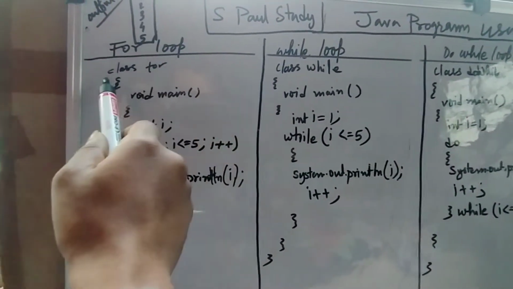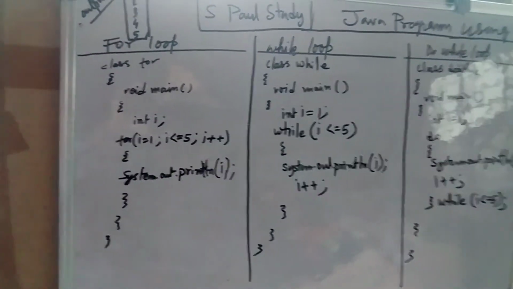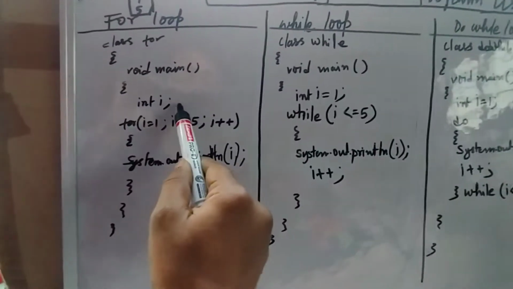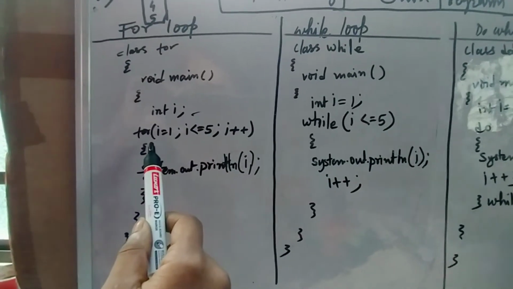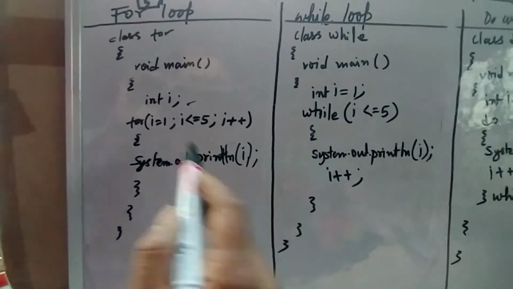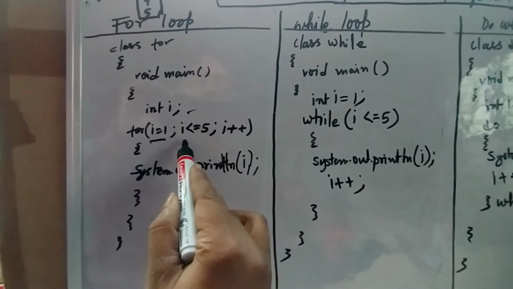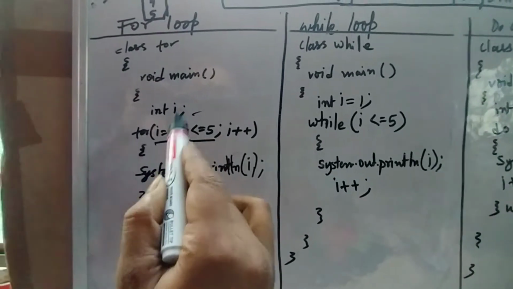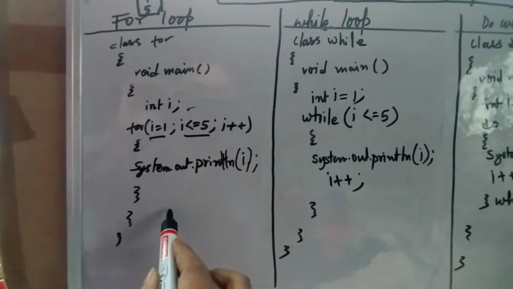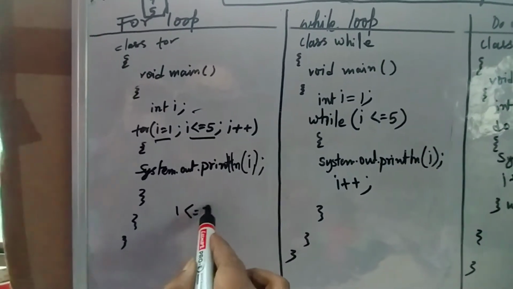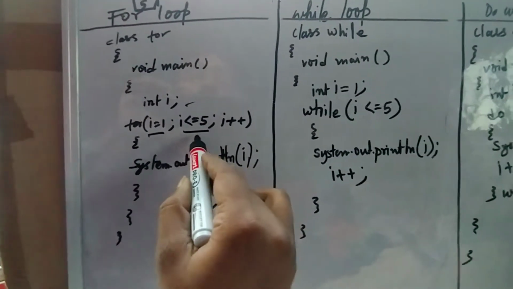For this class, you can name the class For, then void main, and then int i. int i is an integer type variable. Initializing i as 1, and then we have to check the condition, whether i, that is 1, is within 1 to 5. So 1 is checked with 5. The condition matches.